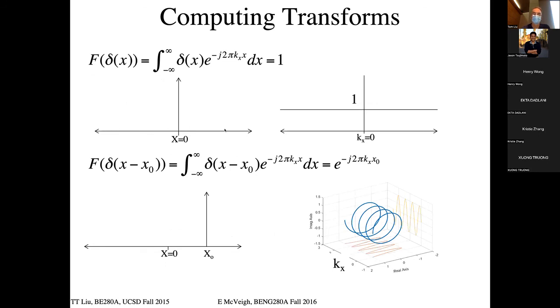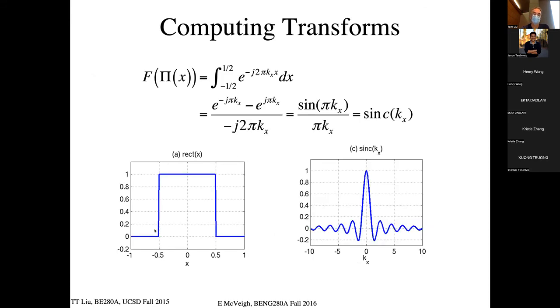So here's what it looks like. Here's the delta function at 0. Its Fourier transform is 1 everywhere. The delta function offset at x naught is a phasor that is oscillating as a function of that distance off. If I move this farther out, this oscillation happens at a higher frequency. And the rectangle function, its Fourier transform is this function, which is the sine wave, which is decaying away.